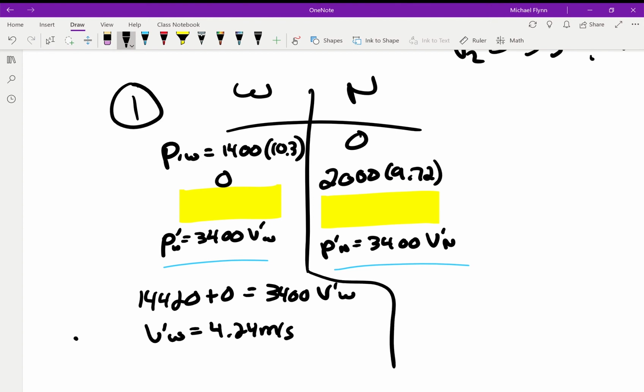Now what about the other component? Here, I'm going to get 2,000 times 9.72, which is 19,440, equals 3,400 V prime north. I'm going to divide that by 3,400, and I get 5.72 meters per second.